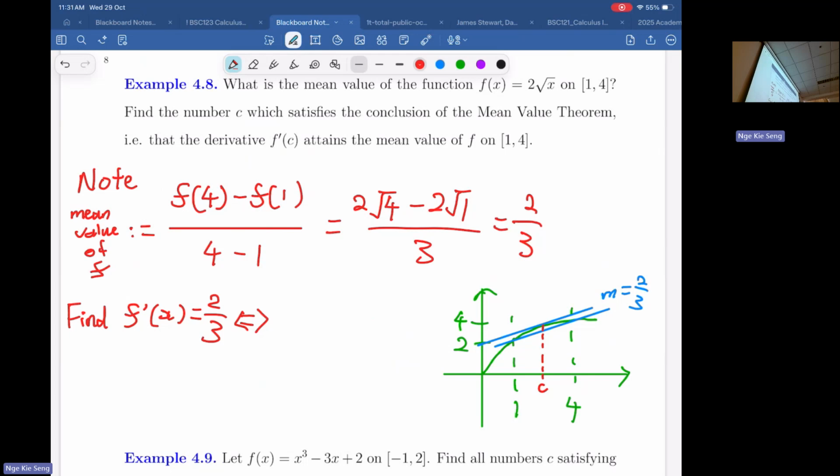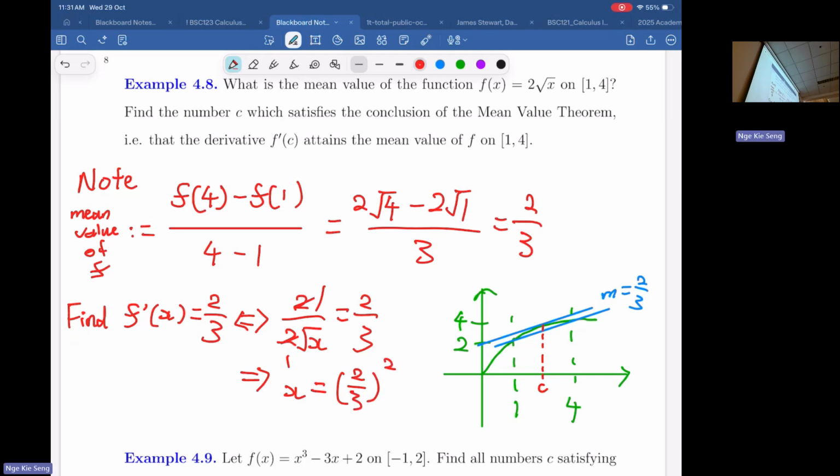So do you know how to differentiate this? This is 2 over 1 over 2. And differentiate 2 square root x. So you bring down the half and then minus 1, so you get minus half. And then this one cancels. So x equals 2 over 3 to the power 2.